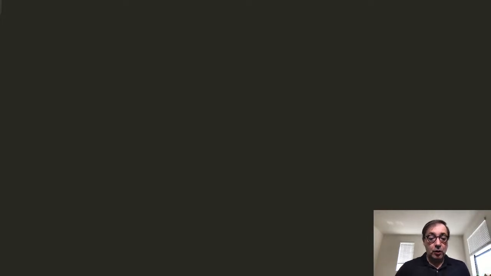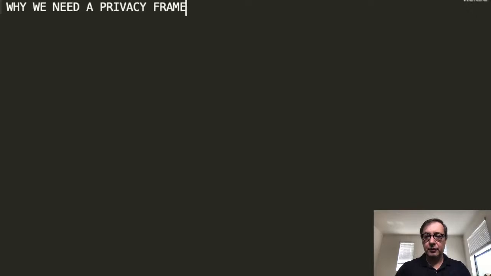Okay, so to start, why do we need a privacy framework? Well, the ISO 27701 and the NIST privacy framework are two guidelines that were both recently released. From one side, we have the ISO 27701 that was released in August 2019. And on the other side, the NIST privacy framework, released January 20 this year.